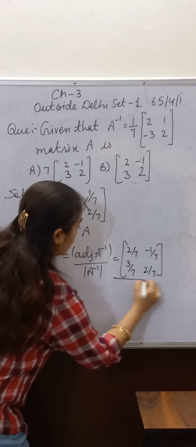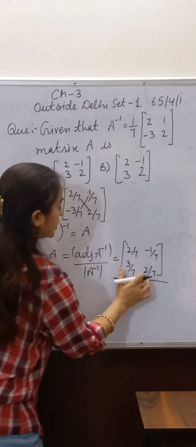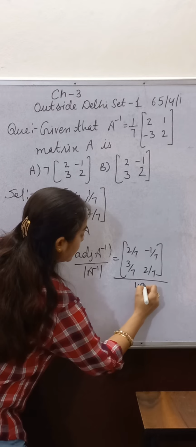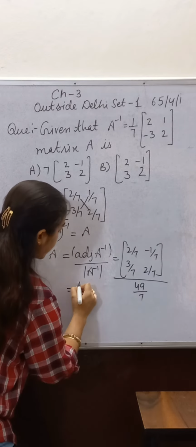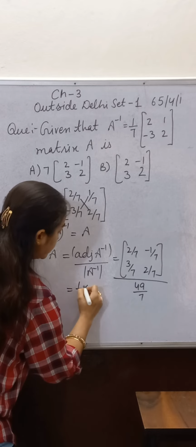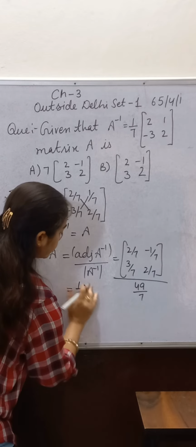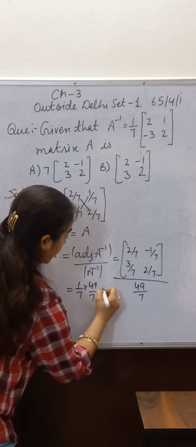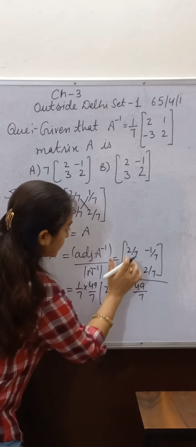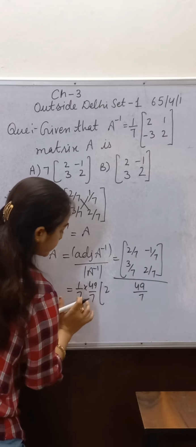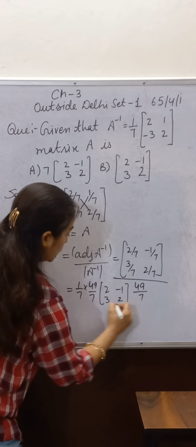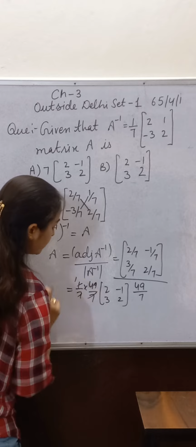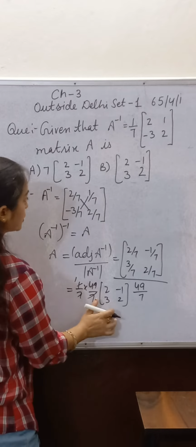Okay, now we have the determinant is 49/7. We take common 1/7 from here and take the reciprocal of this number, and we have the matrix, taking common 1/7. Okay, 2, -1, 3 and 2. Now we cut this, only one is left, so A is equal to B.